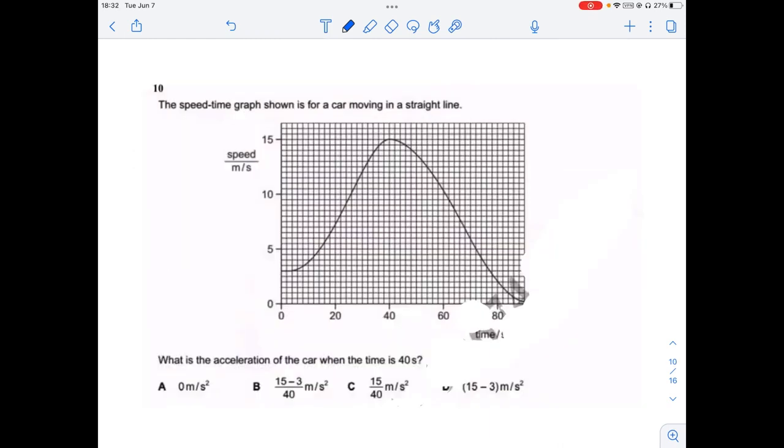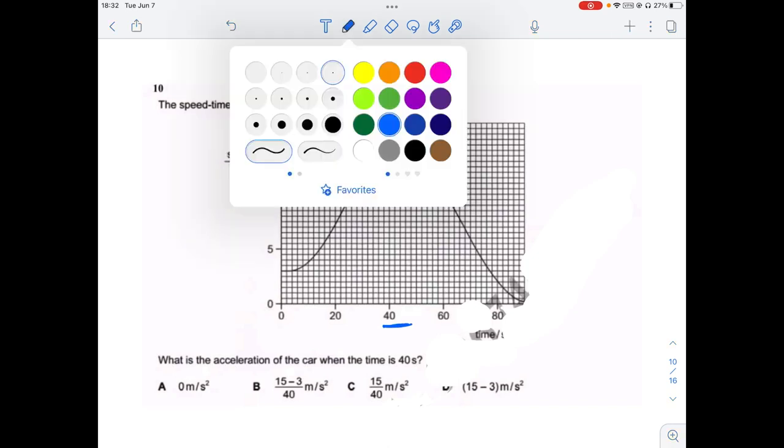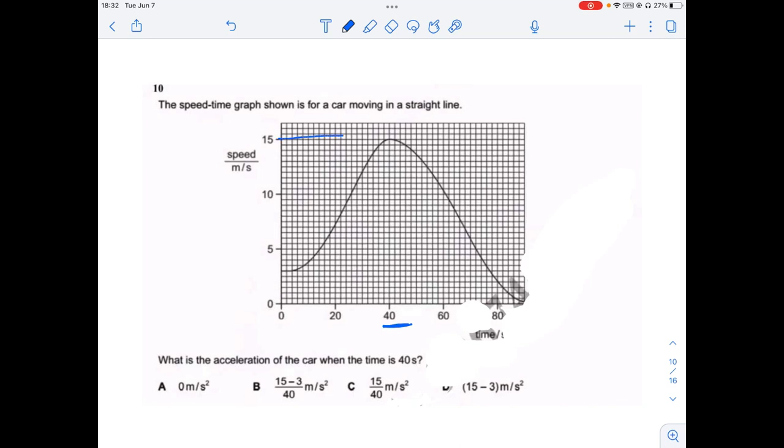Coming to the next question, the speed time graph shown is for a car moving in a straight line. What is the acceleration of the car when the time is at 40 seconds? At 40 seconds, what is going to be the acceleration? So what am I going to do? I am going to draw a tangent at 40 seconds. So we can see that it is a tangent parallel to the time axis.